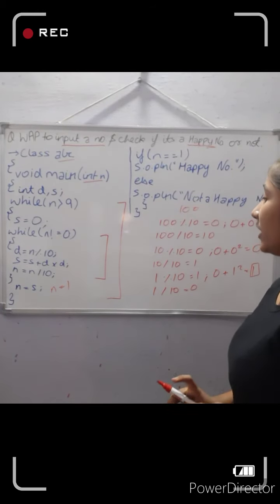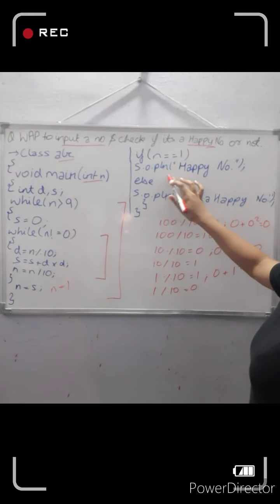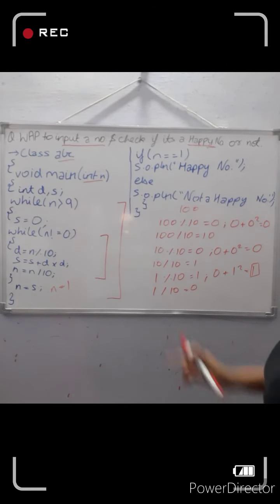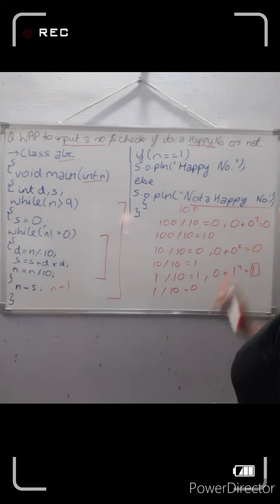So now we are going to check if the final value of n is 1. We can say that the number entered is a happy number. Otherwise the number entered is not a happy number.